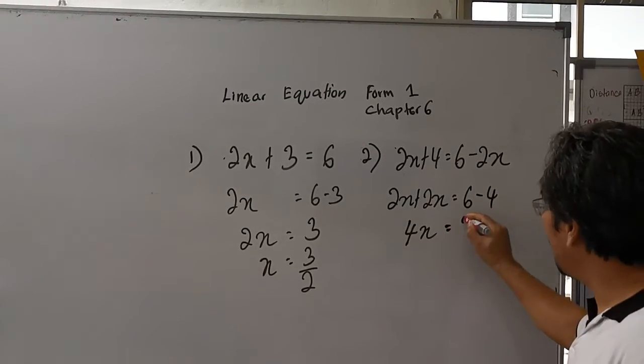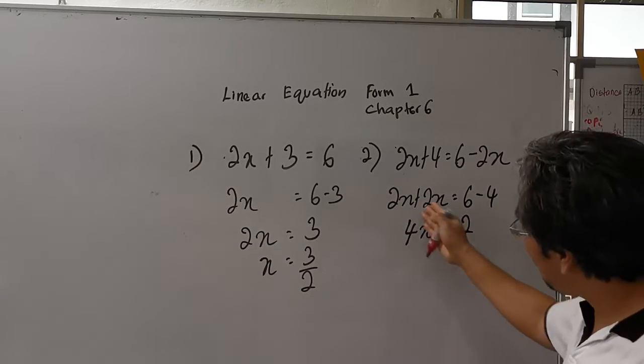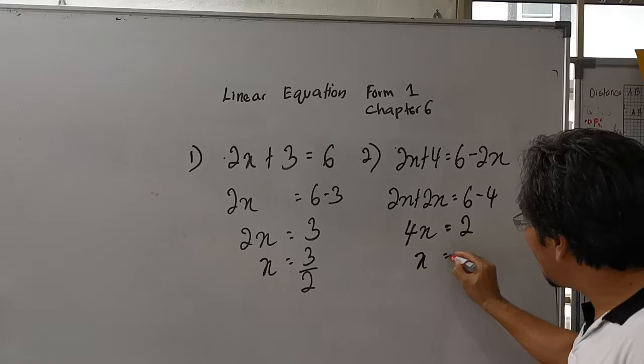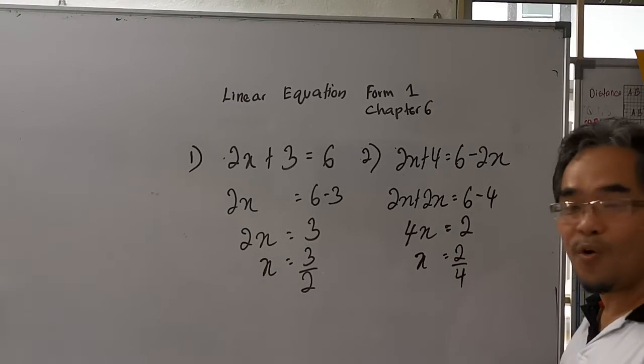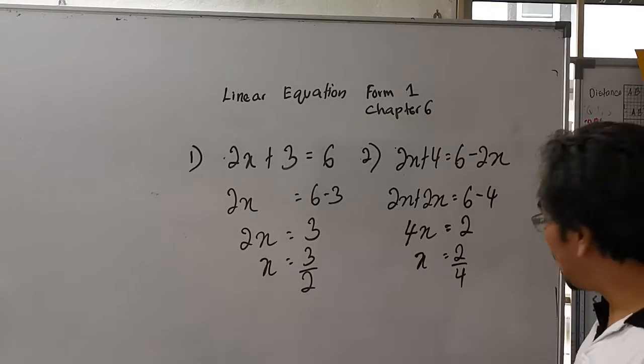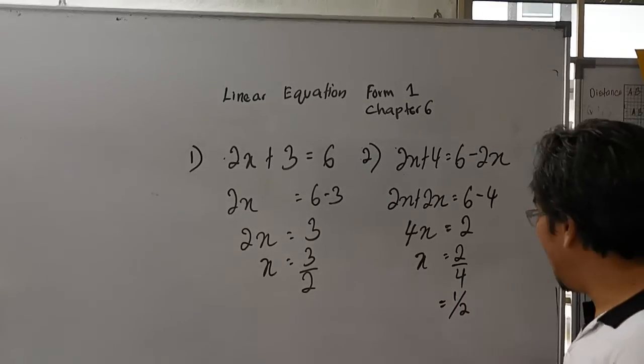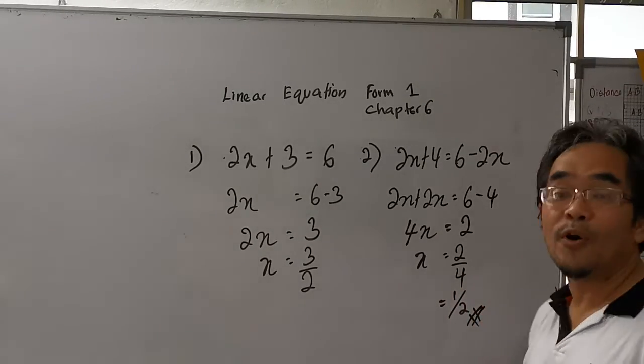2. And then if you separate 4 from x, it becomes 2 over 4, which is 1 over 2. So the answer is 1 over 2. Okay, so that's all for the intro.